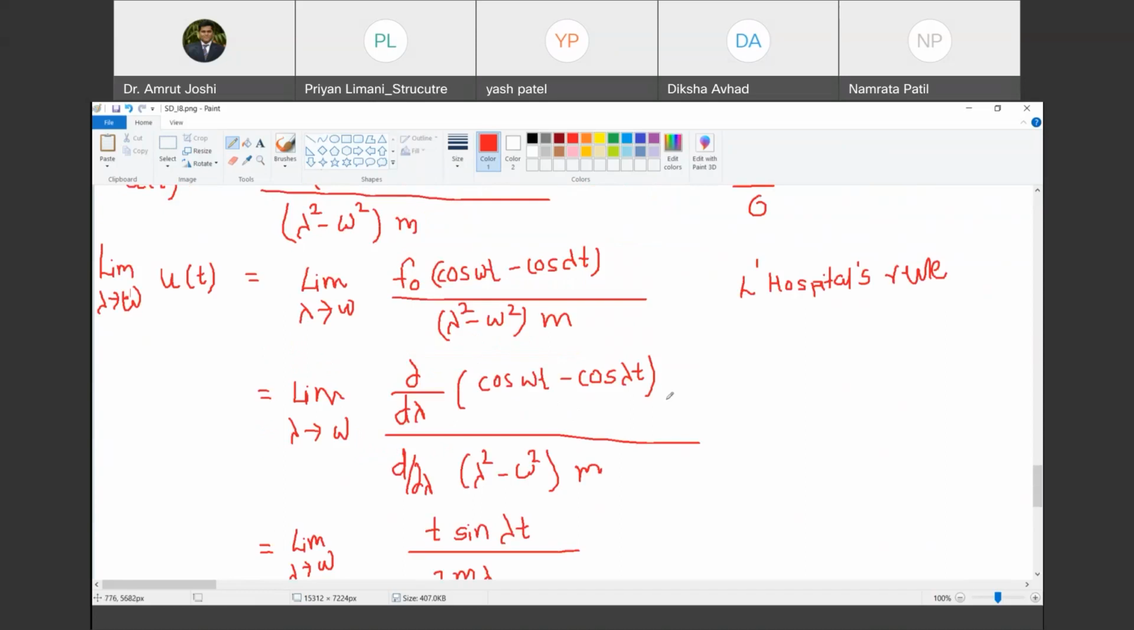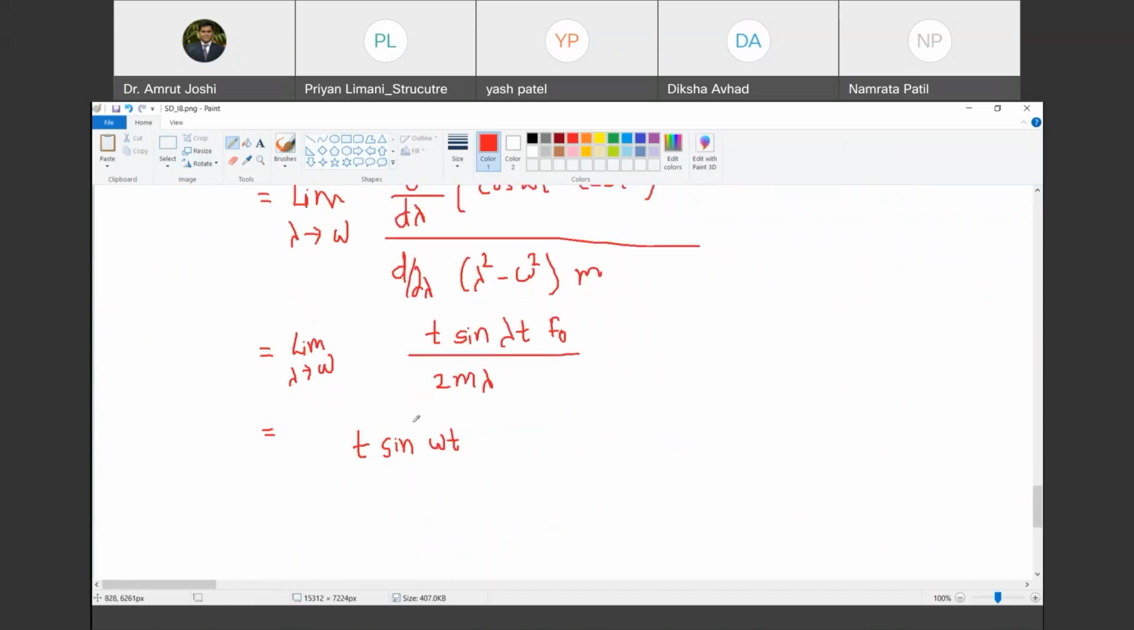What happened? f0 will remain. So we have f0 here. So this is f0 t sin omega t divided by 2m omega. Are you with me? So what is the response of the system when resonance occurs? This is the response of the system in the phenomenon of resonance. What is resonance? Forced frequency becomes equal to natural frequency.